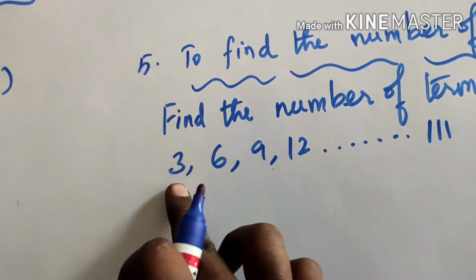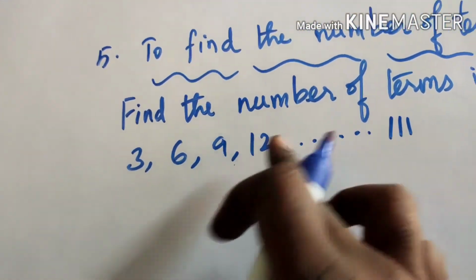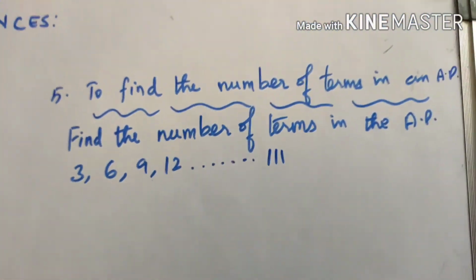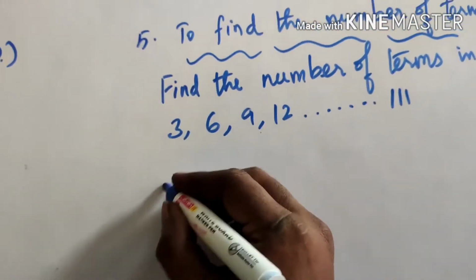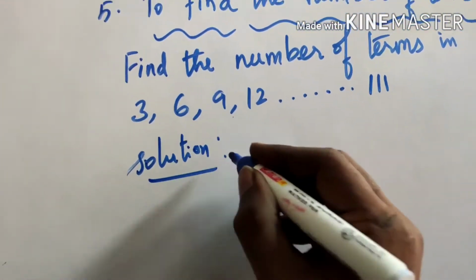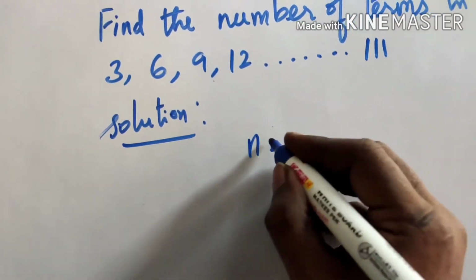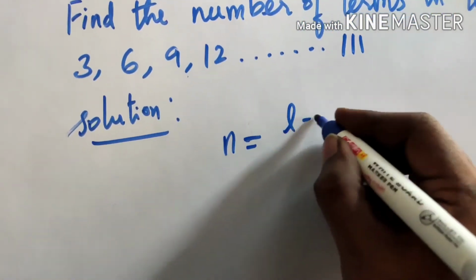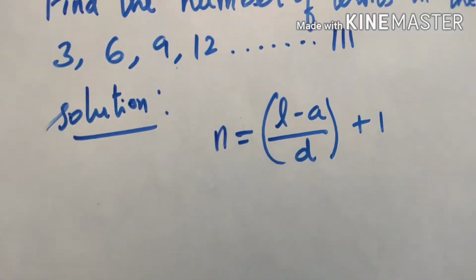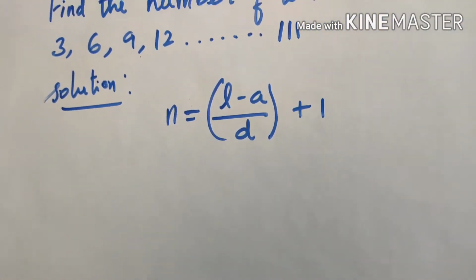12, 3, 6, 9, 12, then 15, 18, like that you have to write till 111, then you have to count. So that is a difficult task. To reduce that task, we have a formula. The formula is n equal to, n means number of terms, equal to (L minus A) by D plus 1.